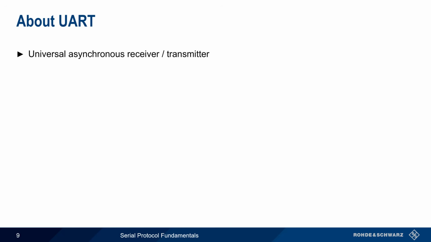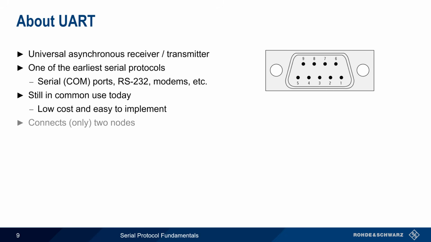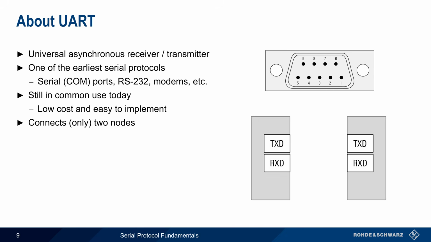UART stands for Universal Asynchronous Receiver Transmitter, and is one of the earliest serial protocols. The classic PC COM ports, RS-232 connections, modems, etc., frequently used UART for exchanging data. And UART is still in common use today, largely because it's very low cost, well understood, and very easy to implement. Unlike more modern serial protocols, UART can only connect a single pair of nodes.